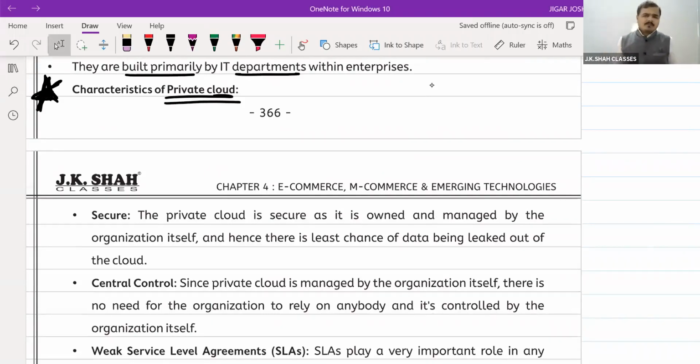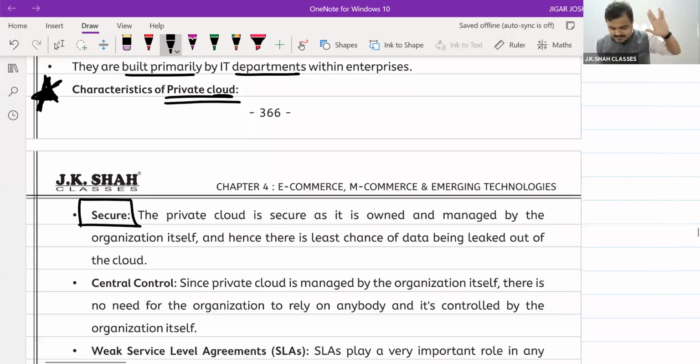People, if it is your bungalow, don't you think it is more secure as compared to purchasing an apartment in a building? So the first and very important benefit which we have in a private cloud is highly secured. Public cloud is less secure. Private cloud is highly secured. Are you there with me?